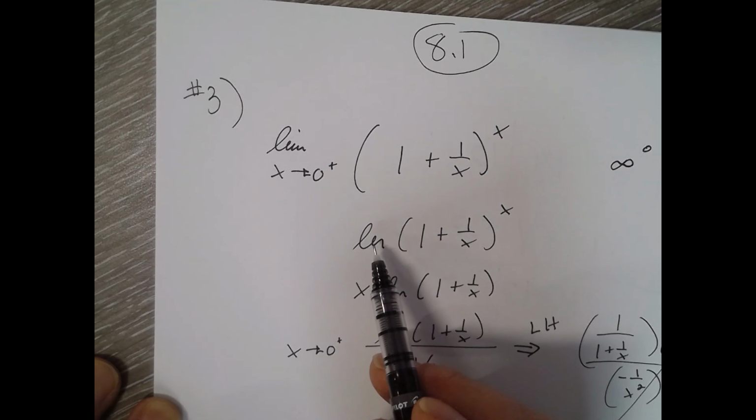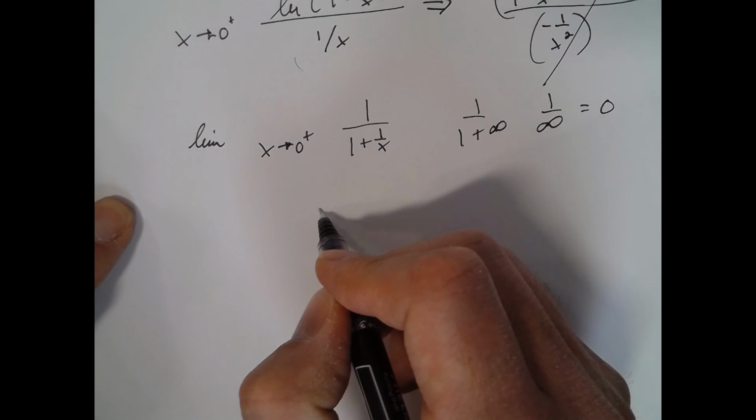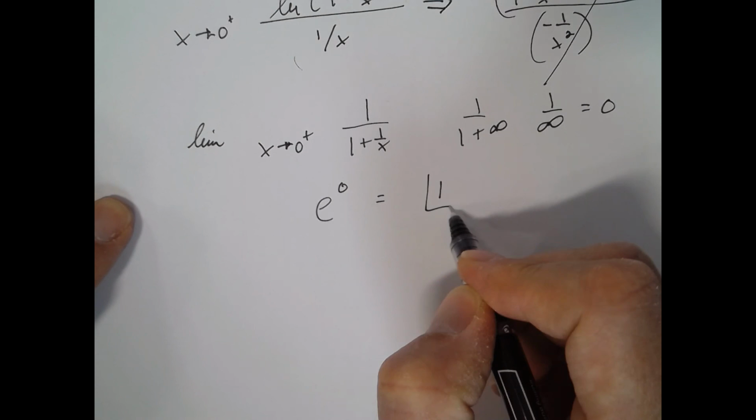But the first thing we did was do the natural log, so now we have to do e to the power of whatever we get. So e to the 0, which is 1, would be our answer.